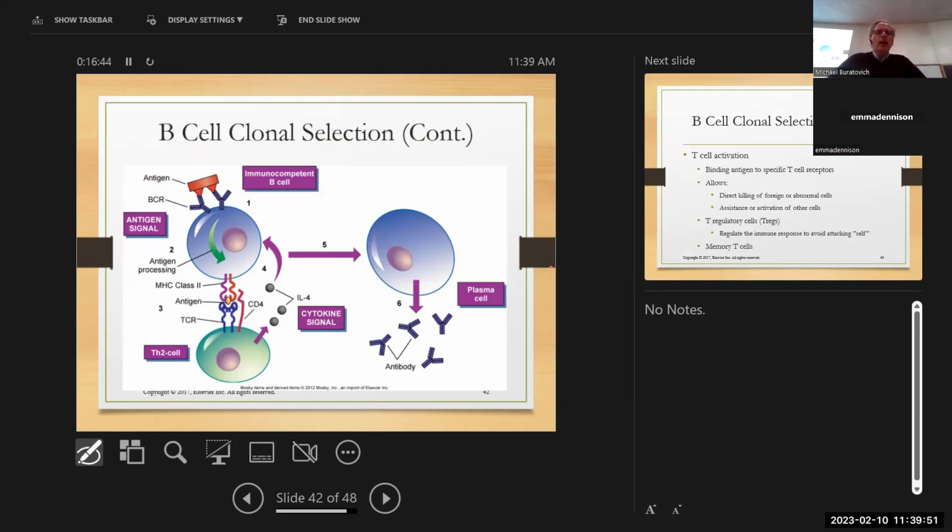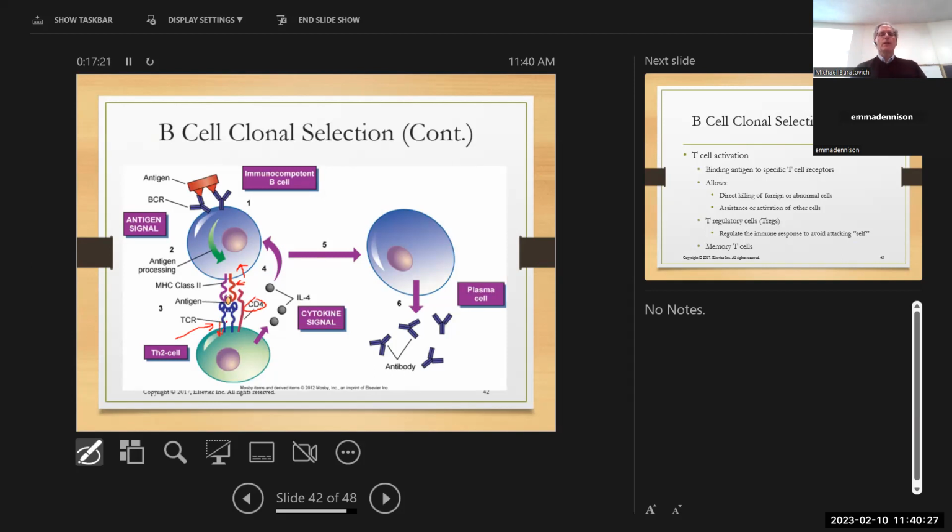So the T helper cell has the antigen presented to it by the B cell. The T helper cell gets activated by this interaction between the MHC class II, right there, and the CD4 protein right here, and the T cell receptor that bears the antigen, all right there. That complex sends a signal to the inside of the B cell. Sorry, to the T cell.